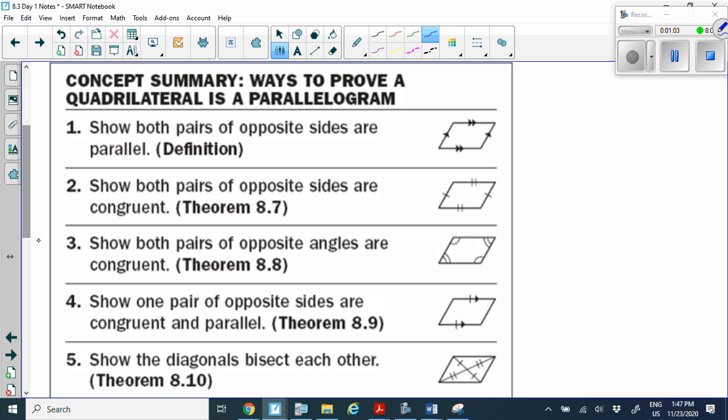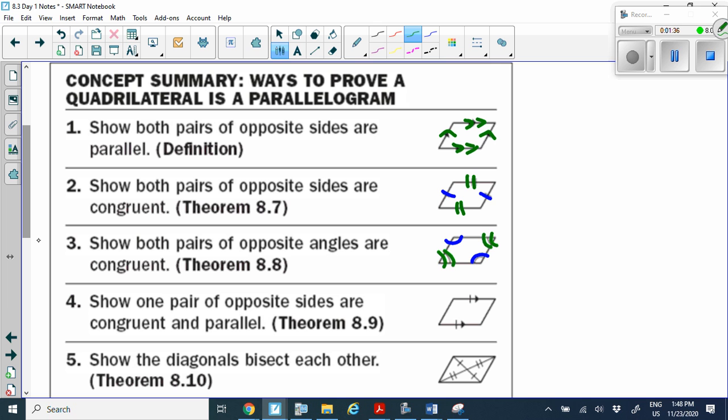Number 2, show both pairs of opposite sides are congruent. This is theorem 8.7. So notice that they show that both opposite sides are congruent. They are the same measurement. Okay, let's look at number 3. Show both pairs of opposite angles are congruent. So this is theorem 8.8. So notice here that our opposite angles can be congruent. So they are the same measurement.